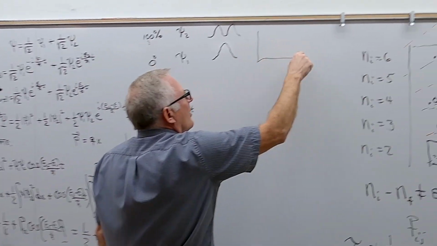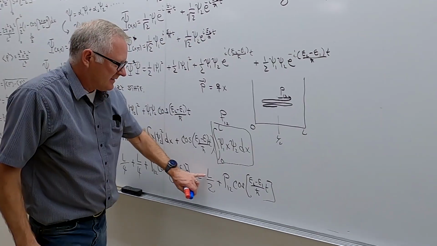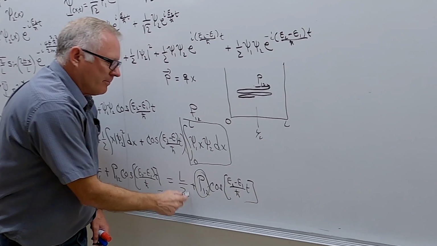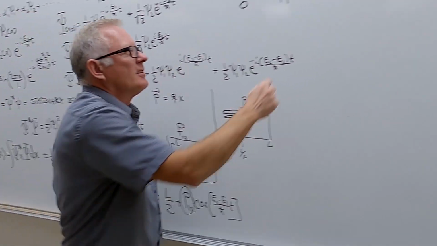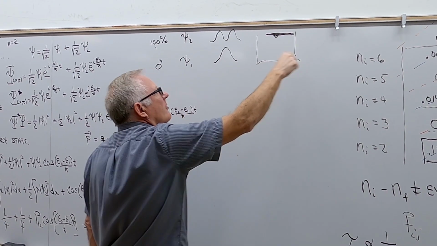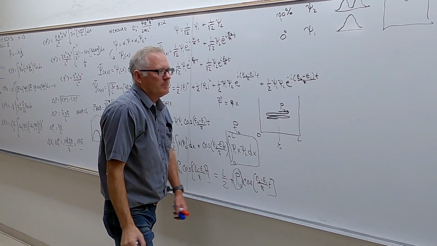Now that's the first one you'll see, and you'll see a little red dot on the screen. The red dot is the average position. The red dot is this. It's oscillating about the middle right here. So you'll see the little red dot oscillate back and forth, and you'll see the wave function start at state psi 2 and go to state psi 1.